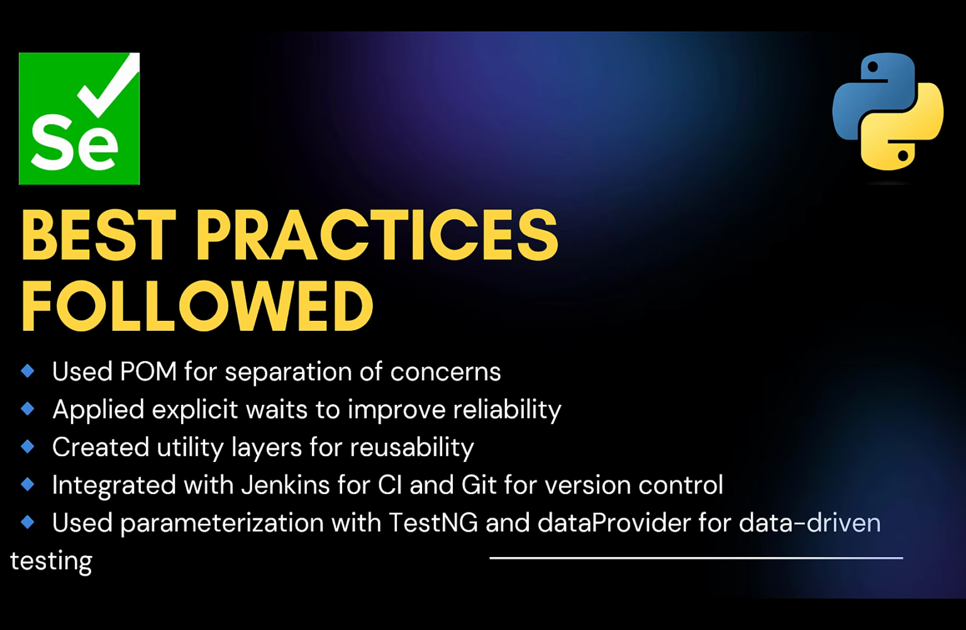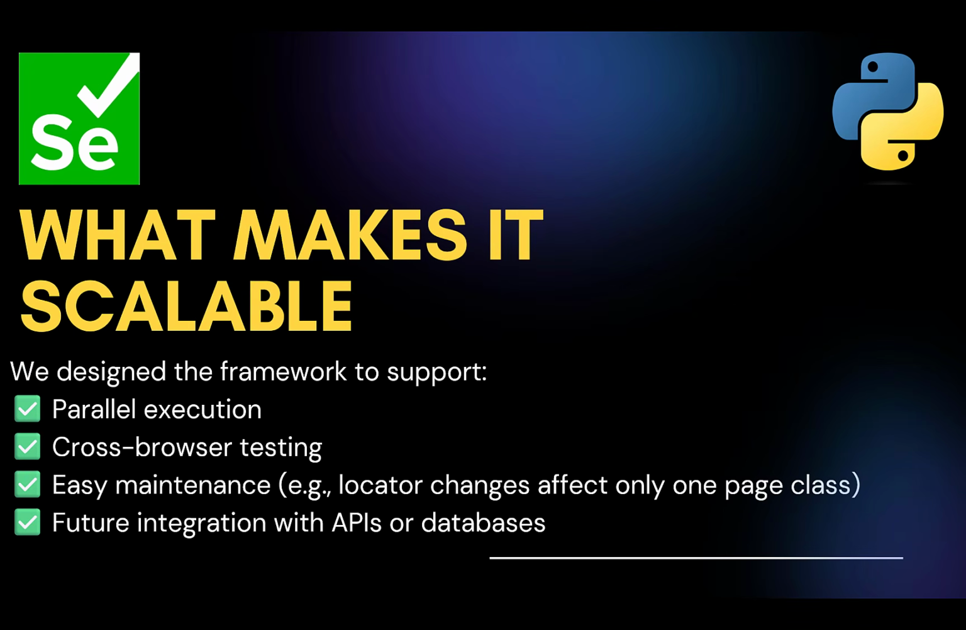And finally, what you need to talk about is how that framework was scalable. Okay. Now here's an example of what makes your framework scalable. You need to talk here about the way you designed the framework. Your framework supports parallel execution, for example. Your framework supports cross-browser testing. Your framework supports easy maintenance. So, easy maintenance by default.